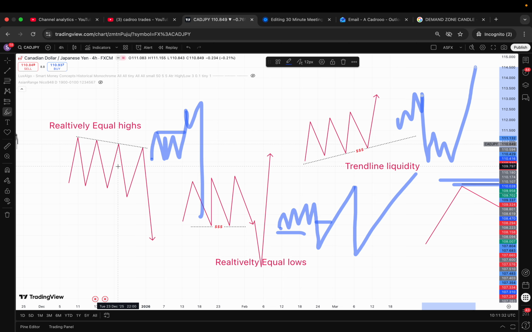But all these concepts have become liquidity as well. So somebody that is waiting for the relatively equal highs, relatively equal lows, or trendline liquidity to get taken out before entering a trade will later also get taken out because all these concepts are outdated. Smart money concept is also liquidity. That's what I want you guys to understand.